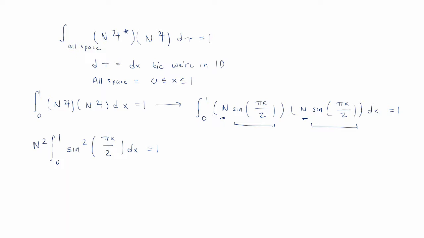Okay, and so now we're ready to solve this integral. There are two ways to solve this integral. I'll be showing both ways. Okay, so now let's evaluate the integral using the direct method, using math without using a table. So recall that we have the integral from 0 to 1 multiplied by n squared sine squared of pi x divided by 2 dx, and that was set equal to 1.